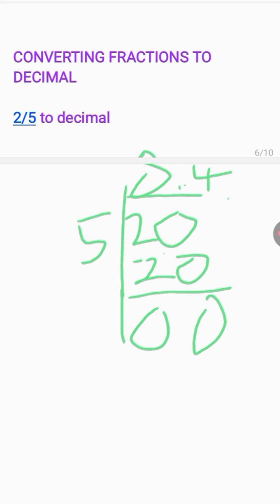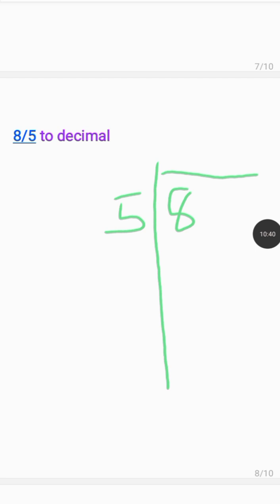Now let us look at another example. Now we have to convert 8 over 5 to decimal. Now, how many 5 can you see in 8? We can find only one 5. 1. After that, it will have a remainder of 3. So this is 1. 5 times 1 is 5. We write it down. Then 8 minus 5 is 3.